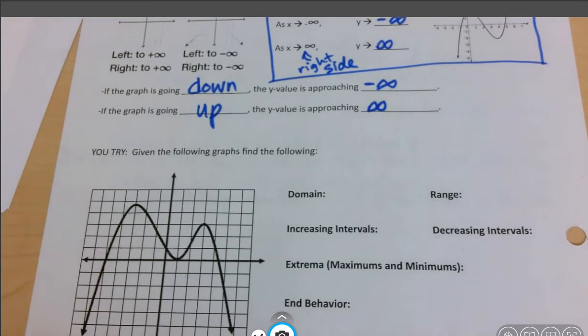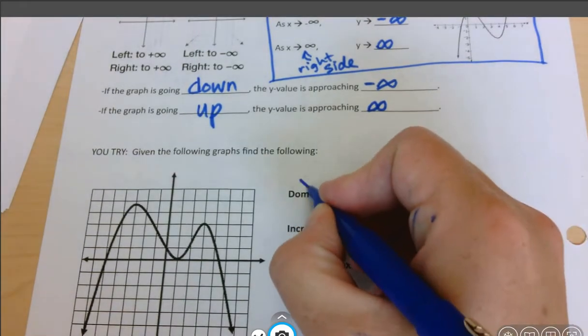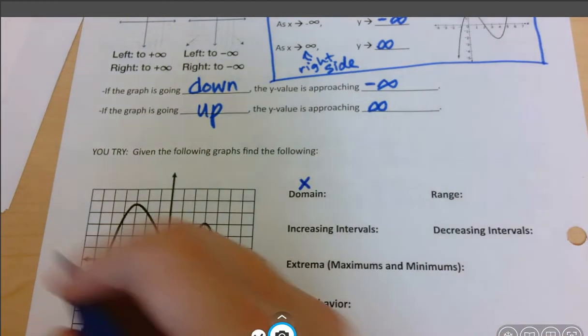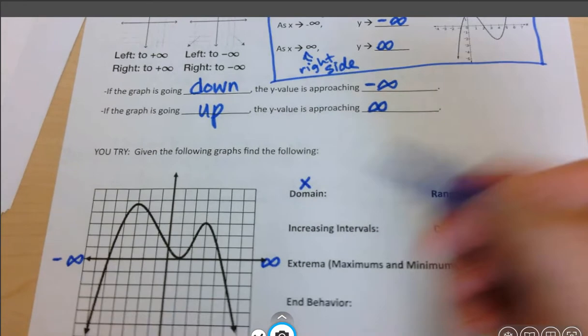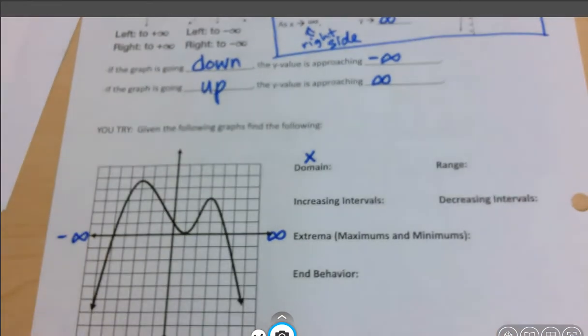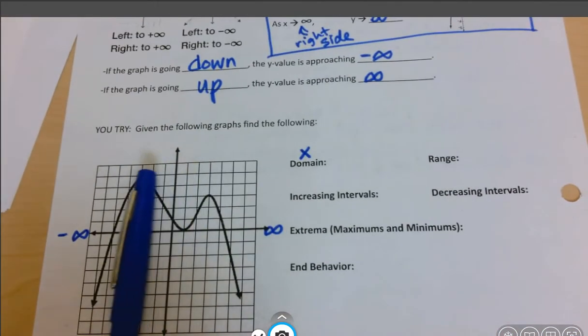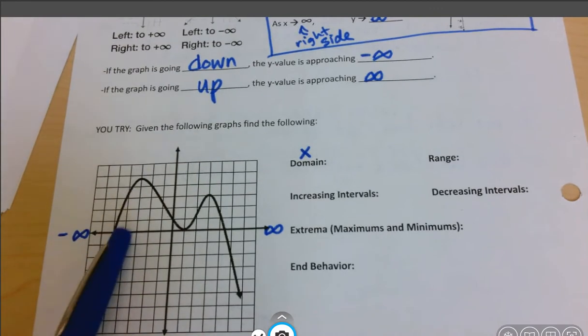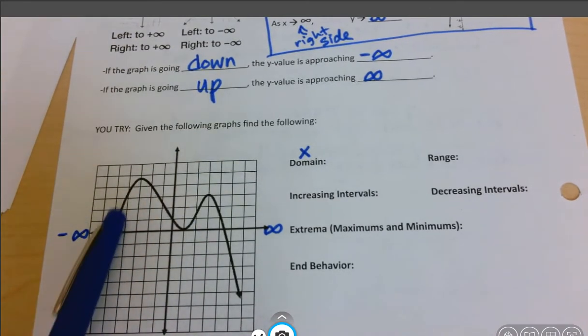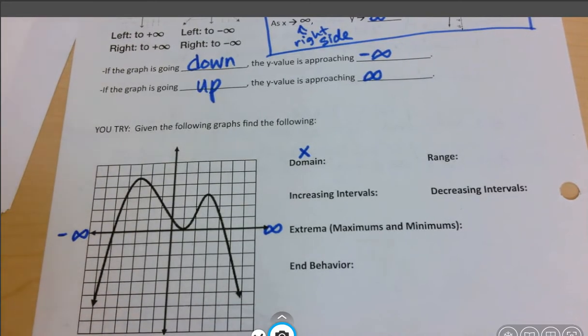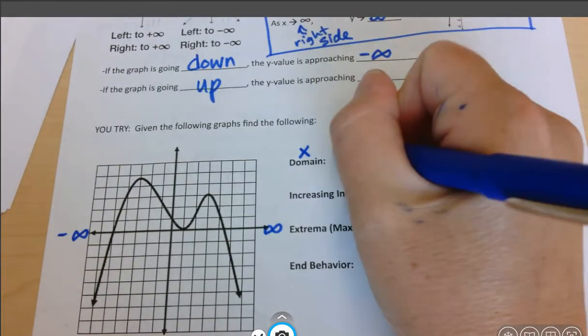All right, domain. Is domain x values or y values? It's x values, good. So for the domain, we're going to be looking at the x values. I'm going to put in my infinities here just in case I need them, okay? So starting on the left side, what's my smallest x value? What's it go to? This one, right? So my domain starts at negative infinity.